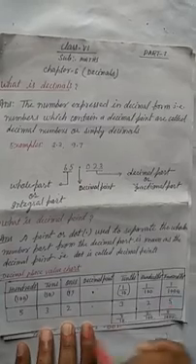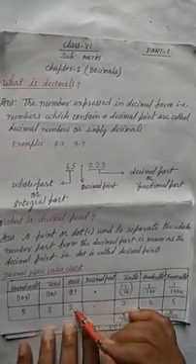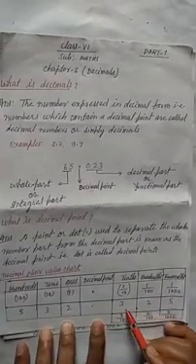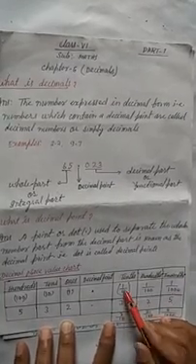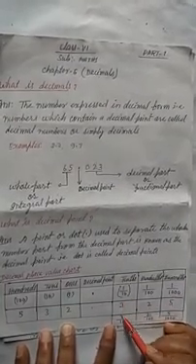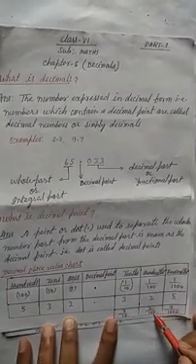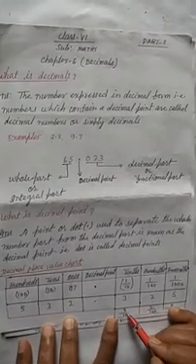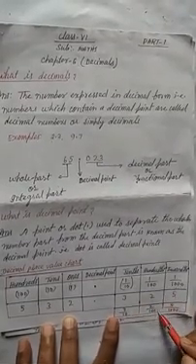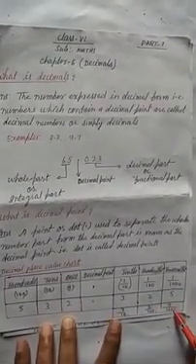Let us see by example: 532.325. We can write it like this in decimal fraction: 3 upon 10, 2 upon 100, 5 upon 1000. So how do we read this? 3 tenths, 2 hundredths, 5 thousandths.